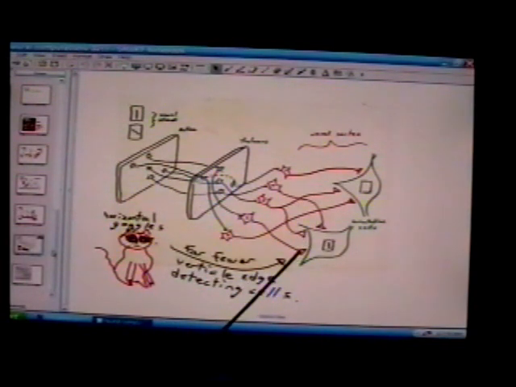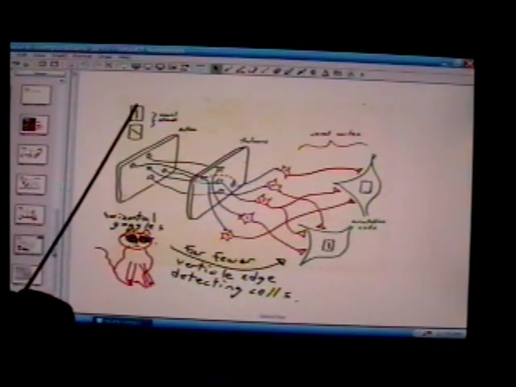It gets 3 inputs. If we trace this red input back, this cell is activated by this lower cell in the thalamus, which is activated by the lower cell in the retina. The second input here is activated by the middle cell in the thalamus, the middle cell in the retina. The third input here comes from the top cell in the thalamus, the top cell in the retina.